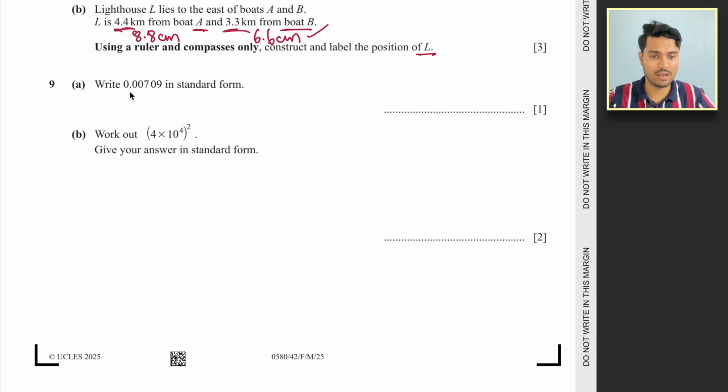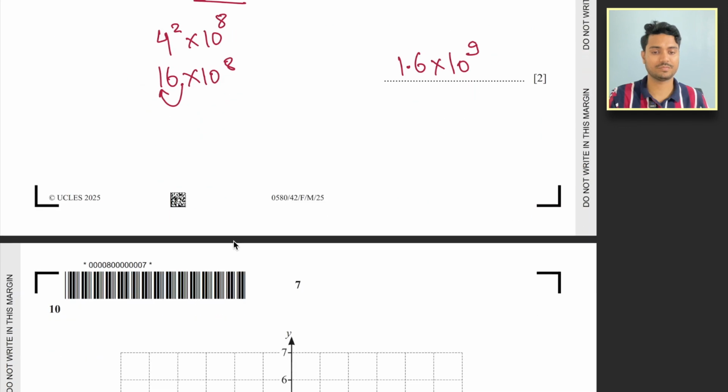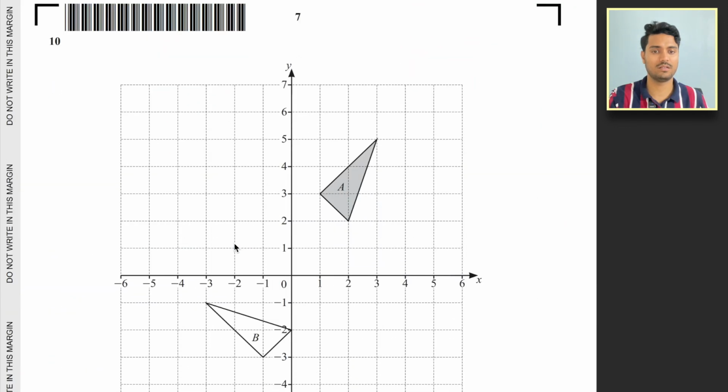Question number 9, it says write 0.00709 in standard form. So I will shift this point from here to here. So I can write 7.09 times 10 raised to minus 3, because I am shifting 1, 2, 3 digits. Work out 4 times 10 raised to 4 the whole square. Give your answer in standard form. So I am going to write 4 squared multiplied by 10 raised to 4 times 2, using the power law. So this is going to be 16 multiplied by 10 raised to 8, which can be written as 1.6 multiplied by 10 raised to 9, because we are shifting the decimal point from here to here, so the power will increase. Let's check question number 10.